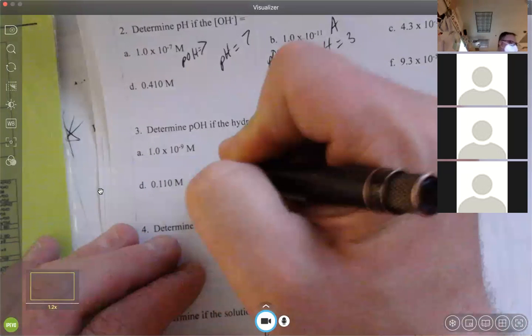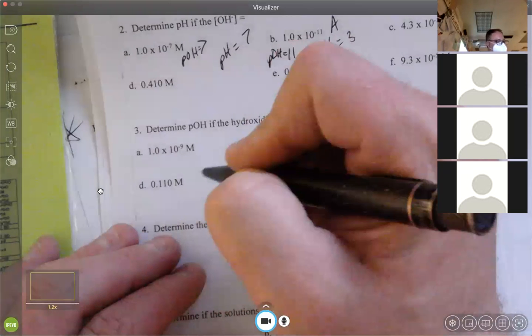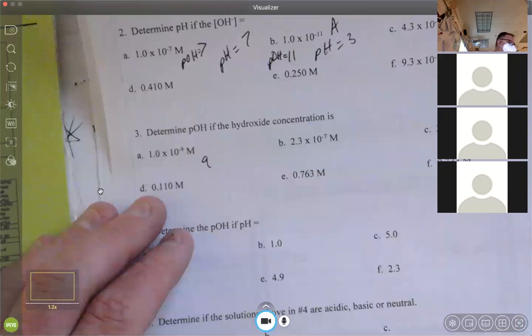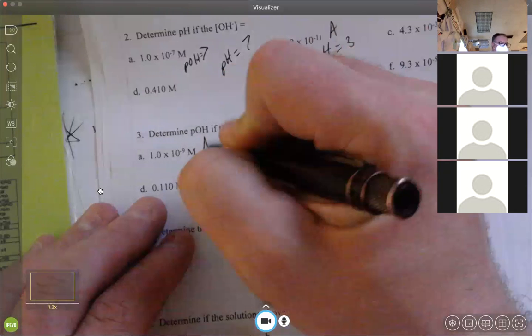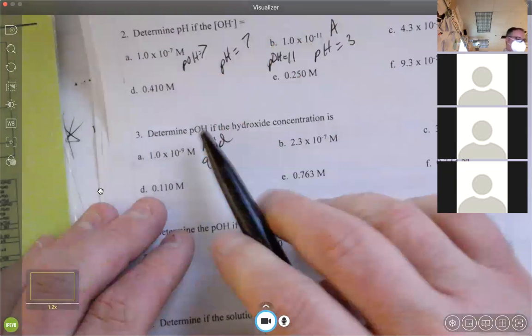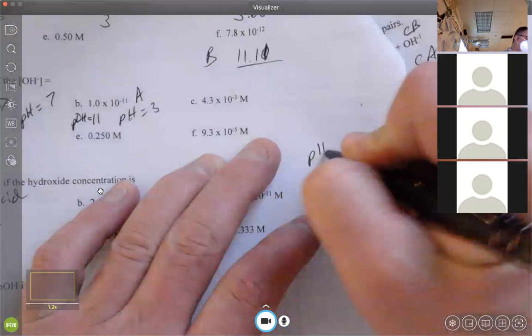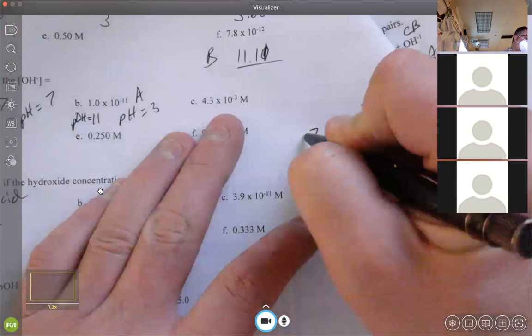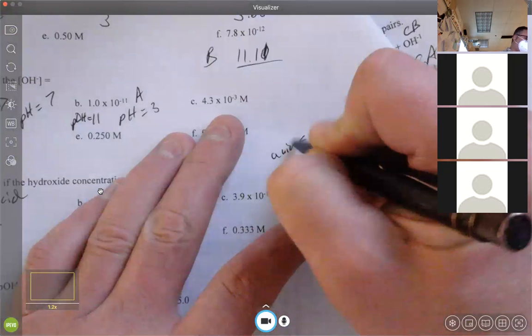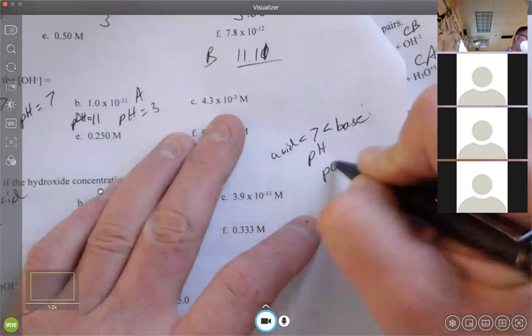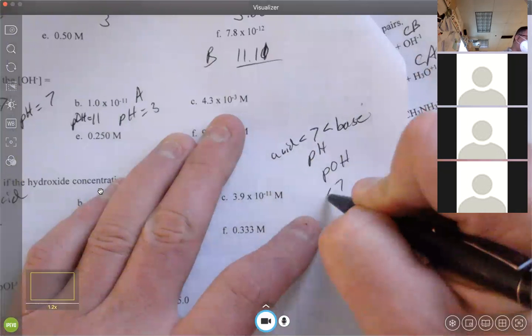Not -9. Acid. Because this is the pOH. Right? So for pH, 7 is neutral; if it's less than 7, it's an acid, greater than 7, it's a base. For pOH, 7 is neutral; less than 7 is a base, greater than 7 is an acid.